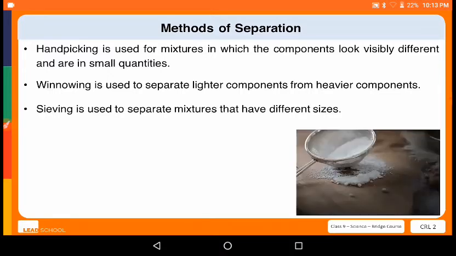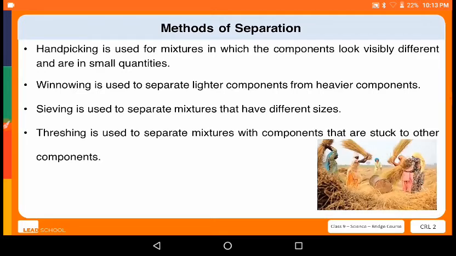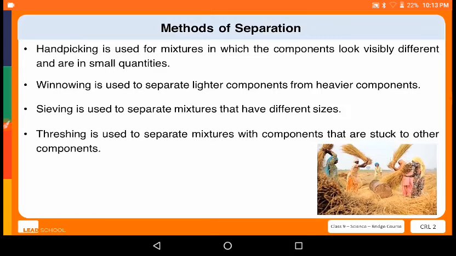Sieving is used to separate mixtures that have different sizes. It is done by passing the mixture through a sieve. Threshing is used for mixtures with components that are stuck to or joined with other components and are in large quantities. It is done by beating the mixture against a hard surface.